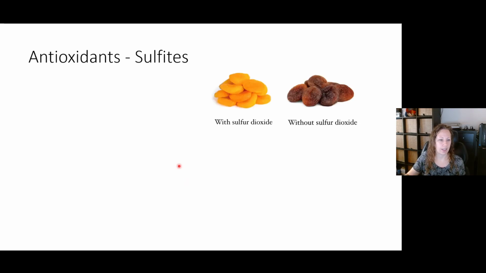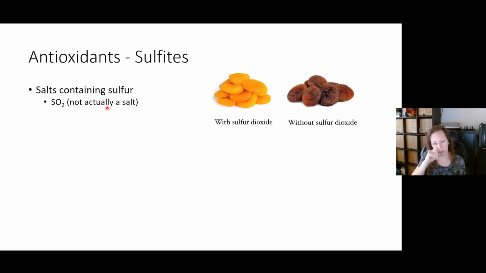Okay, now this is the last slide. So sulfites, another type of antioxidant. These are regulated, are controlled use. So sulfites are a group of salts containing sulfur. So there's lots of different ones. And again, you don't need to know all of the chemical formulas for these, but there's sulfur dioxide, which is actually not a salt, but I guess it's just grouped in with the sulfites. There is sodium sulfite. So you have sodium and sulfite.